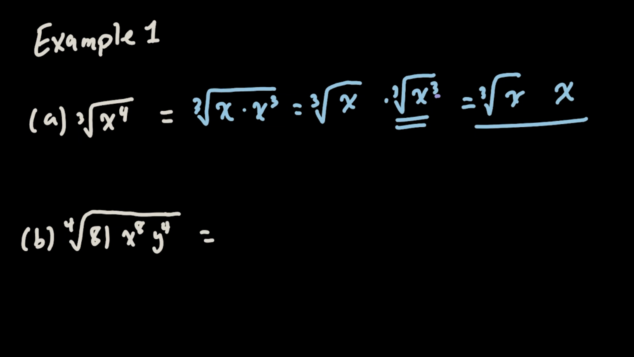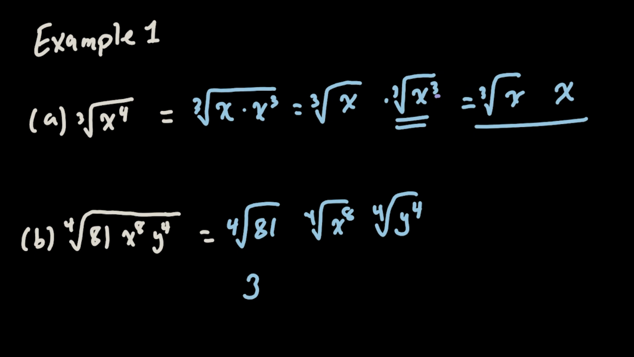Let's see part B. In part B we can simply separate the root. So we have the fourth root of 81 multiplied by the fourth root of x to the power 8 multiplied by the fourth root of y to the power 4. Here we know that the answer is 3. We solved it many times in this video, because 3 multiplied by 3 multiplied by 3 multiplied by 3 is nothing but 81.